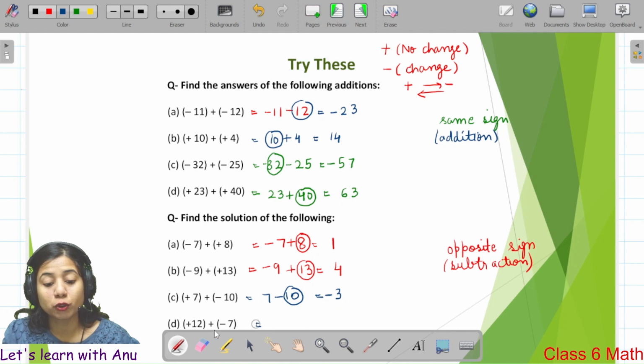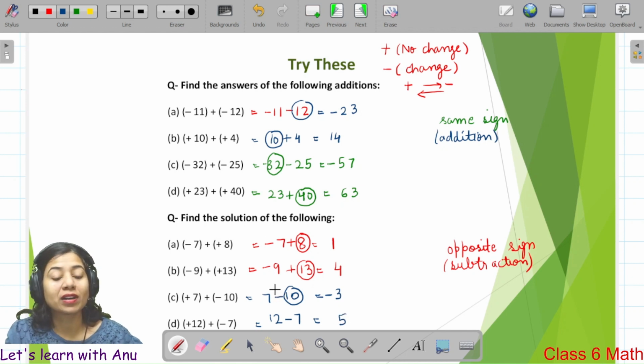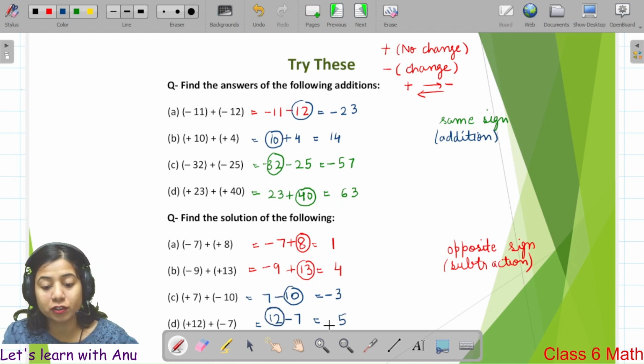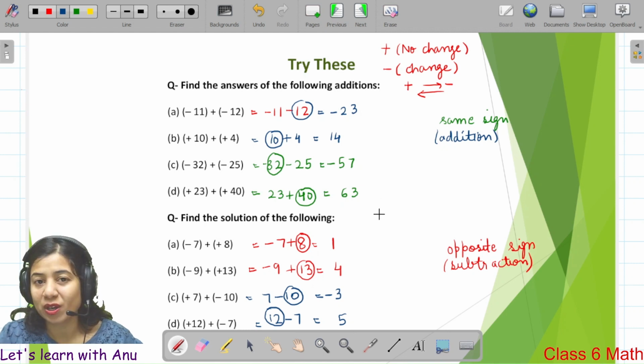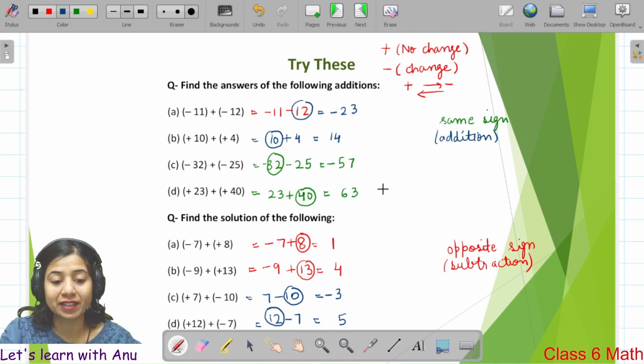Then we have 12 and minus 7. Again opposite signs, so subtraction is happening. So it's 5. The sign will come off the bigger integer. 12 is bigger, so it's positive 5. I hope everyone is clear. Moving ahead to the next question.